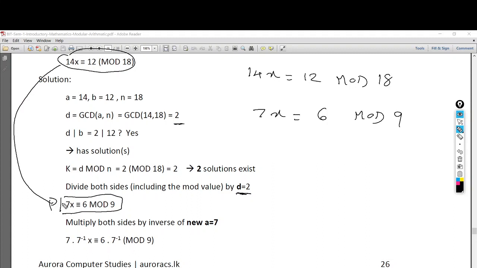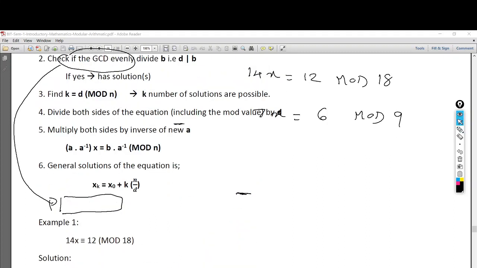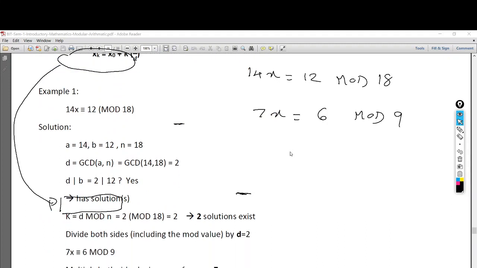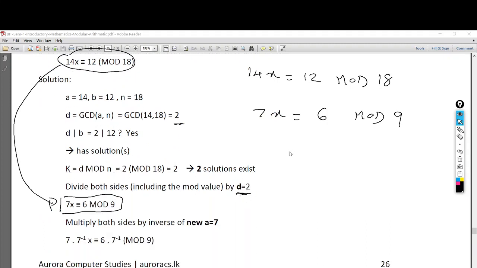Okay, so now what is the next step? Now we are done with that, and we are very close to the answer. The next step says multiply both sides by the inverse of the new a, not the old a. The old a is 14. This is our old a. But now this is our new equation, so our new a is 7.